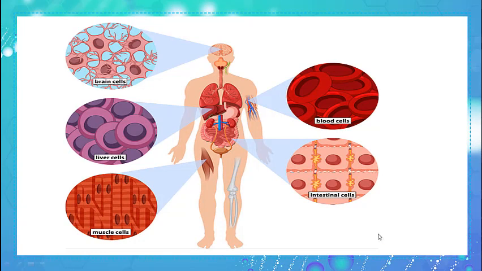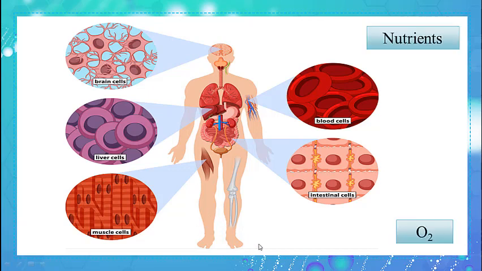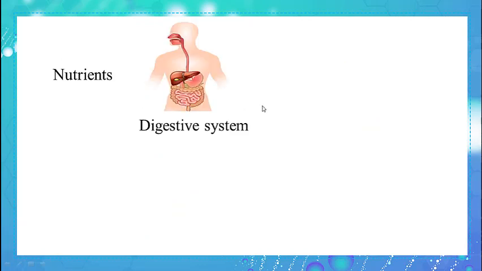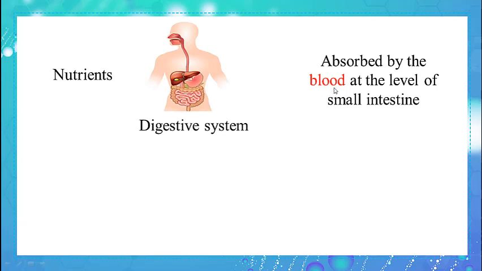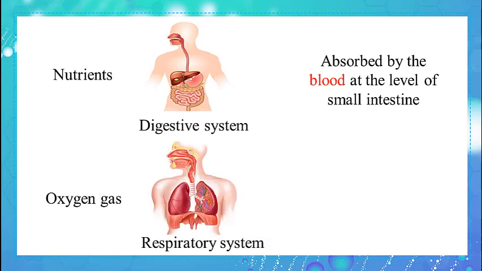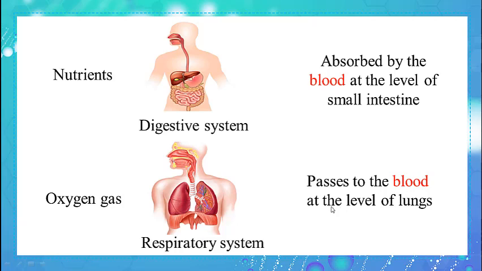As we all know, our body cells are in continuous need for oxygen gas and nutrients in order to stay alive and functional. Concerning nutrients, we obtain them by the help of the digestive system. So nutrients eventually reach the blood at the level of the small intestine. Concerning oxygen gas, we can get this gas by the help of the respiratory system, so oxygen gas diffuses into the blood at the level of the lungs. So the blood is supposed to carry nutrients and oxygen gas to all our body organs.